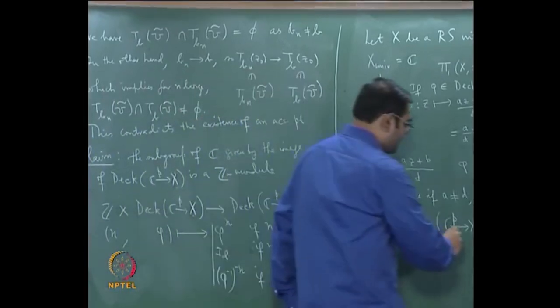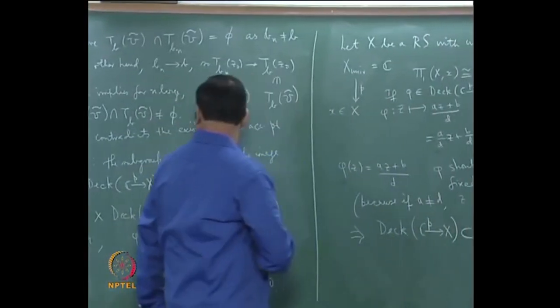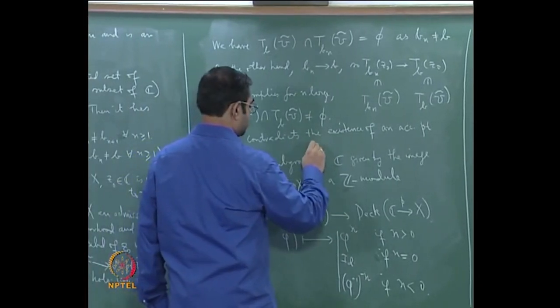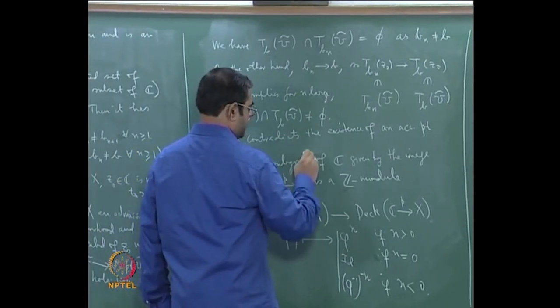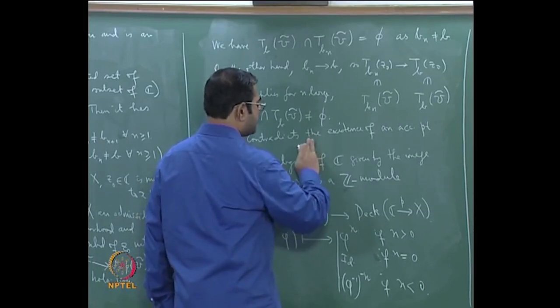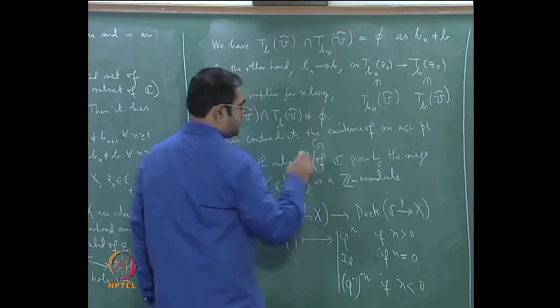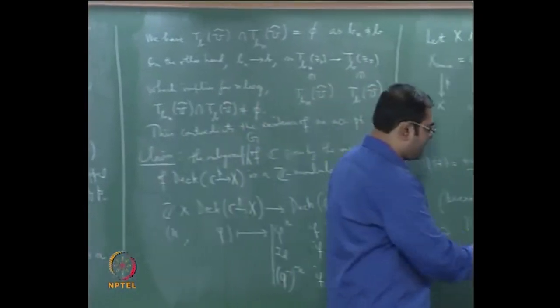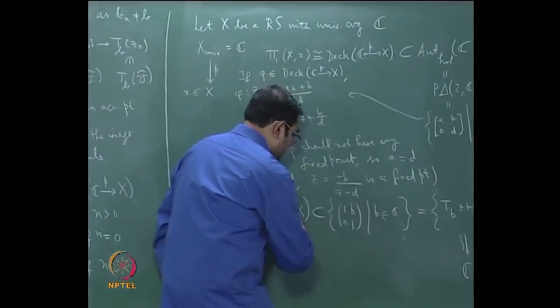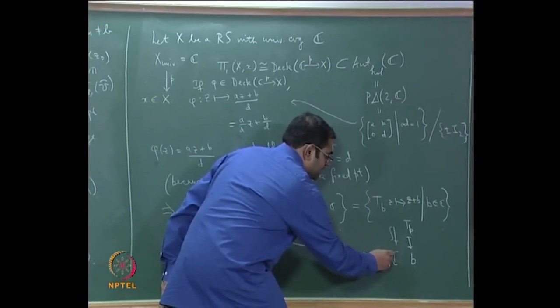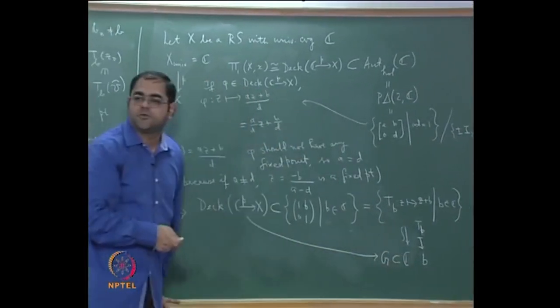Let me call this subgroup G. Okay, let me call this G. Then what I'm saying is that the image of this, that is G, inside C, is an additive subgroup of C.